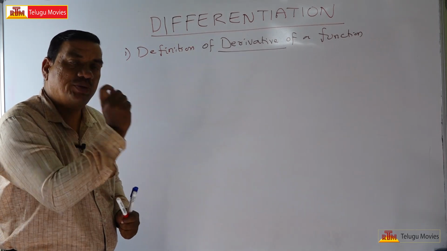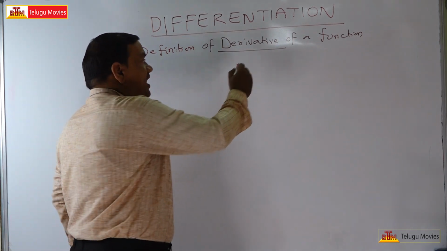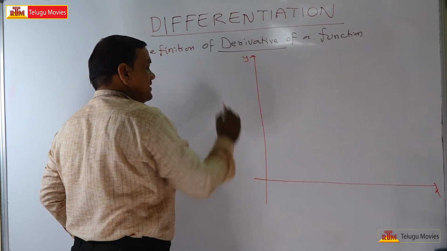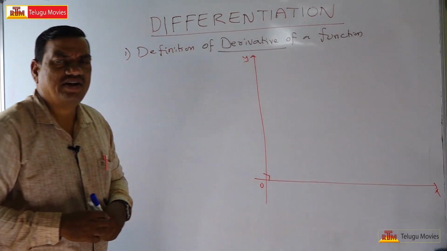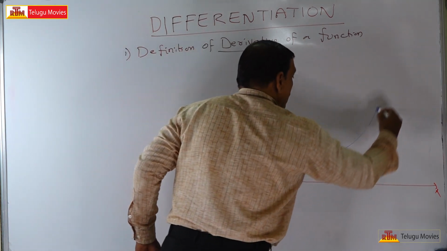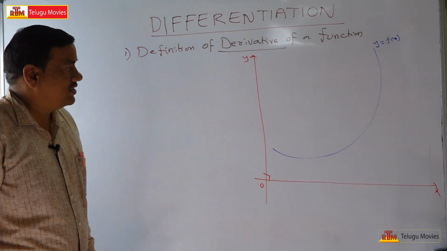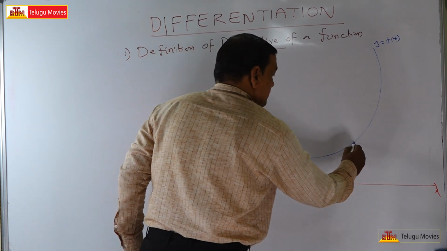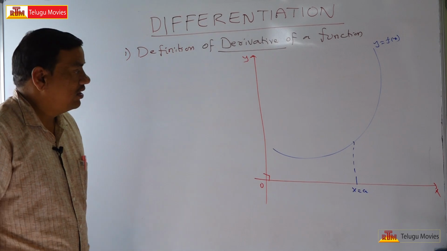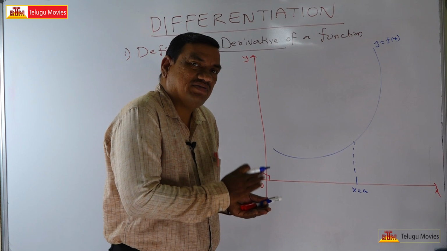What is meant by the derivative of a function at a point x is equal to a? Let us see that. I will explain using a diagram with the x-axis, y-axis and origin. It's a very simple concept. Let us take a curve y is equal to f of x. Let there be a point x is equal to a on that function. In the neighborhood, just beside it, on the left side and right side.